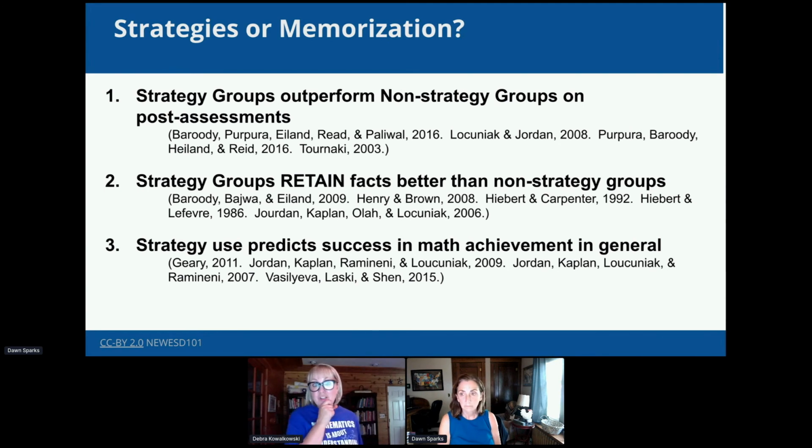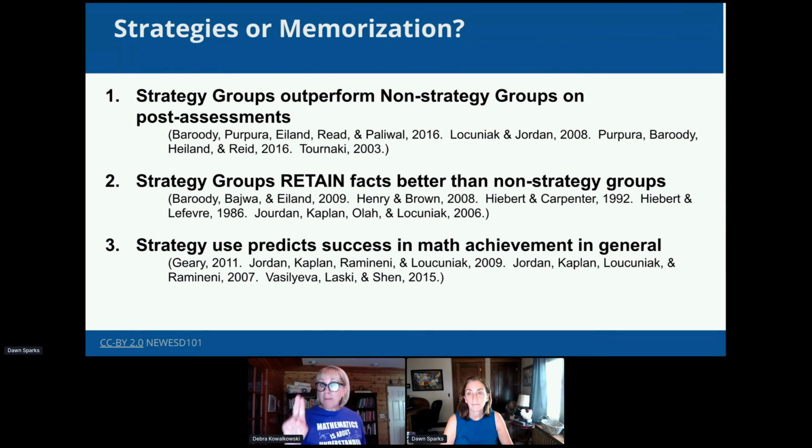We talked about the research, and this boils down to, throughout this session, we talk about strategies versus memorization, and these are 3 things that I think are important to know. First of all, strategy groups outperform non-strategy groups on post assessments. So you did the pre-assessment, you engaged in something, and then you do a post assessment. The kids or the groups who focused on strategies way outperform the memorizers.